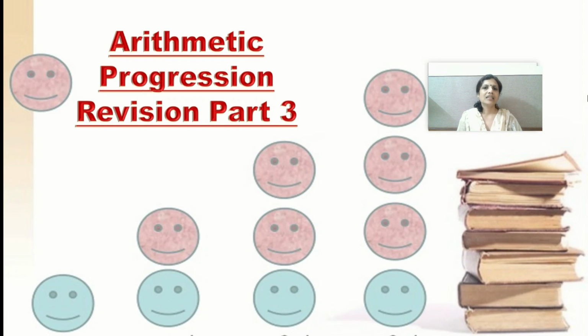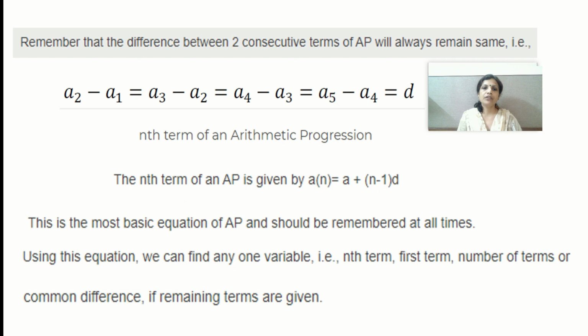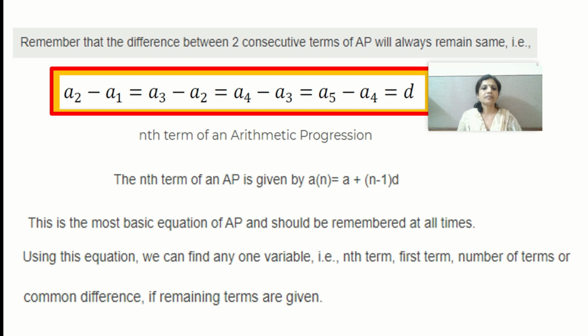Hello children, this is the third revision lecture of chapter number 5, Arithmetic Progression of Mathematics, and we are going to again revise some of the important things from the chapter. So remember that the difference between two consecutive terms of an AP will always be the same, that is a2 minus a1 is equal to a3 minus a2 is equal to a4 minus a3 is equal to a5 minus a4 and so on. This is the common difference and it will always remain constant.